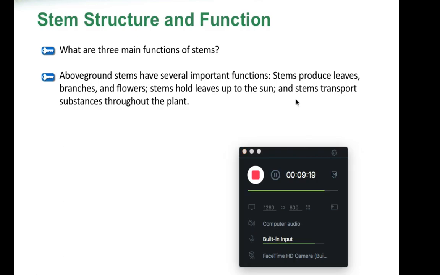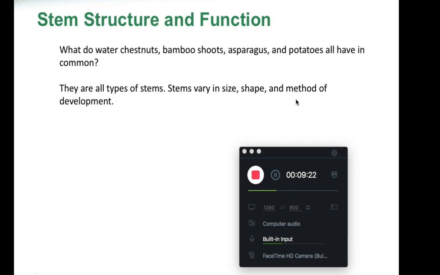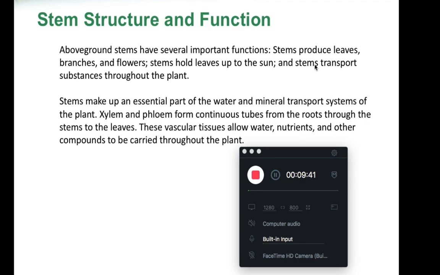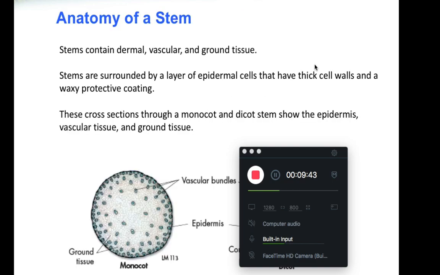No matter what your plant is, no matter what your stem looks like, they all have a basic function, but they may vary in the size, the shape, and the way that they actually develop. A potato's stem is not going to look the same as a bamboo shoot. So even though they look weird, overall the function is the same. I'm going to let you guys go over that on your own.